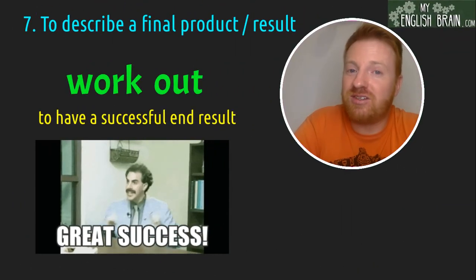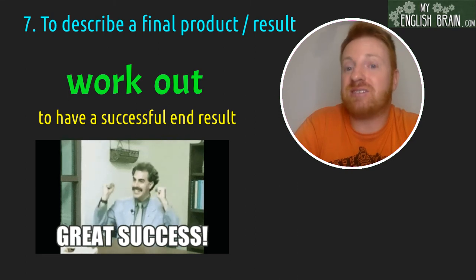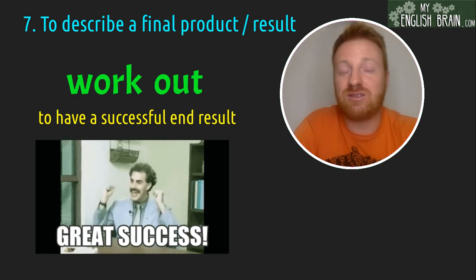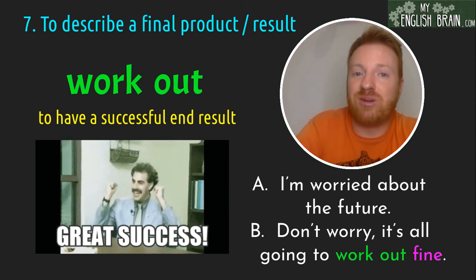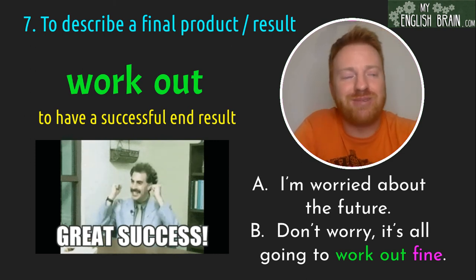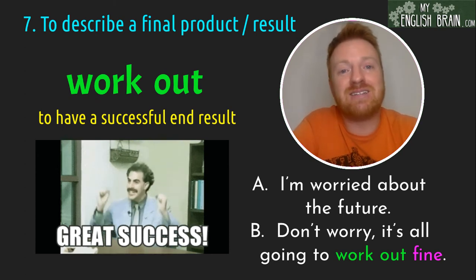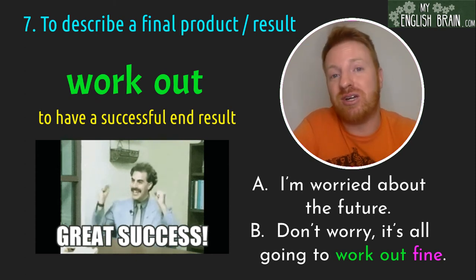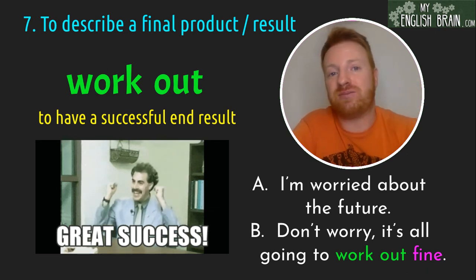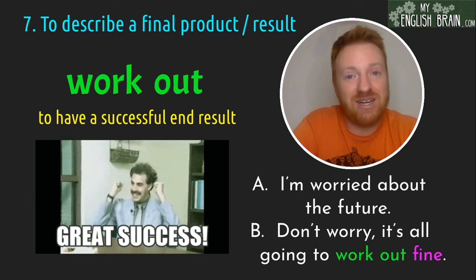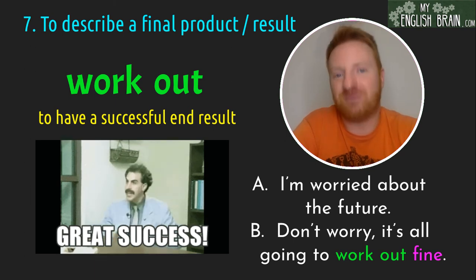We also use this with the phrasal verb work out. Work out specifically means to have a successful end result. So for example, if your friend says, I'm worried about the future, you can say, don't worry, it's all going to work out fine. The idea is that the end result is going to be good. The end result is going to be okay. Everything will work out. So if you study and you keep watching these videos, I know that your English is going to work out.